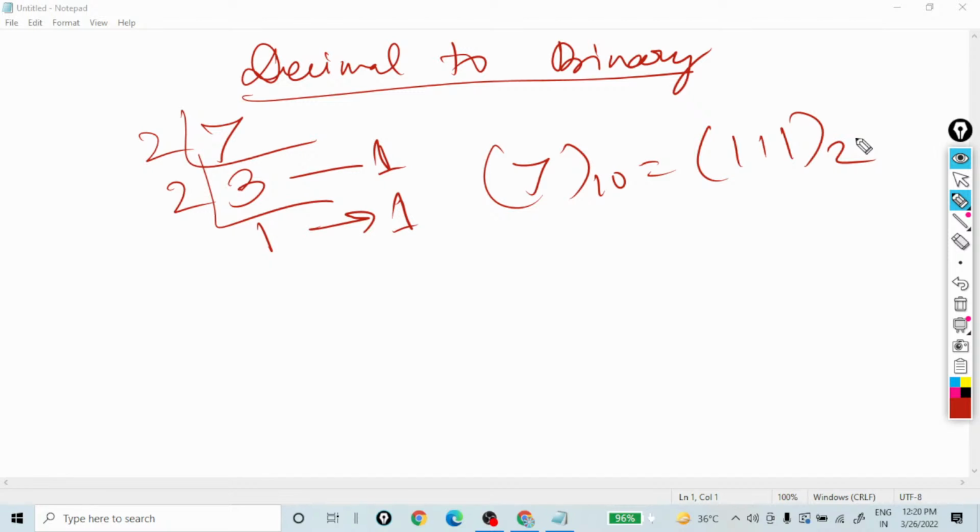Right? Okay. Next system is decimal to octal conversion. Here I am erasing it. Decimal to octal. Decimal to octal conversion.